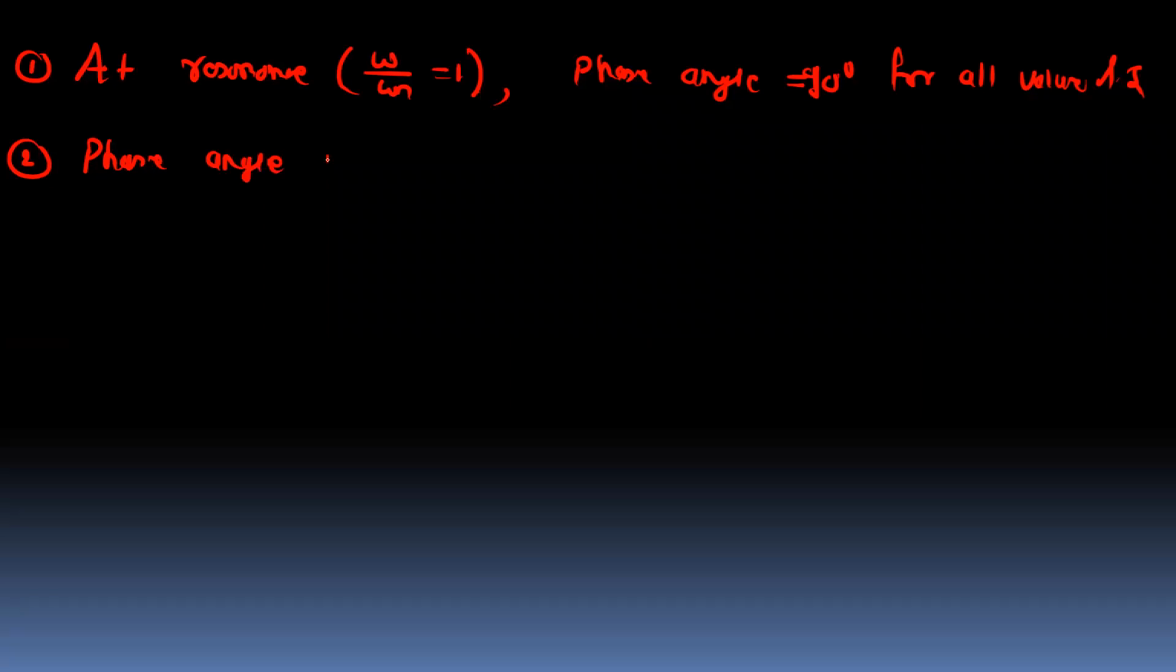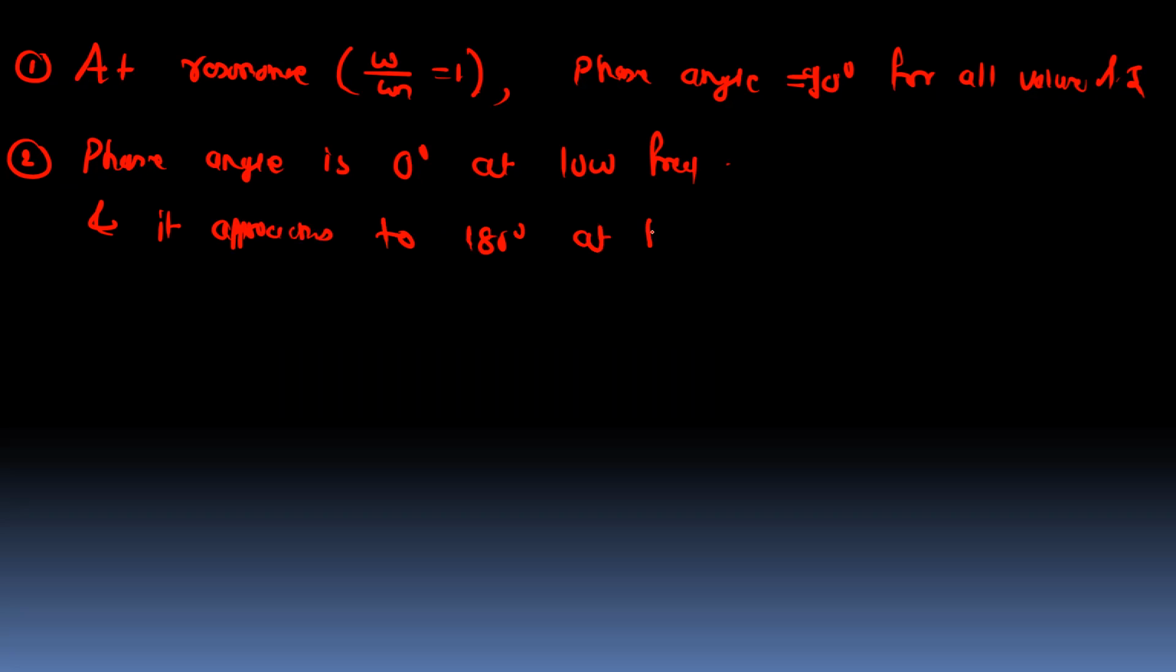So phase angle is 0 degree at low frequency, and it approaches 180 degree at higher frequency. Then the third characteristic, for zeta equal to 0: if zeta is 0, the phase angle changes from 0 degree to 180 degree suddenly.